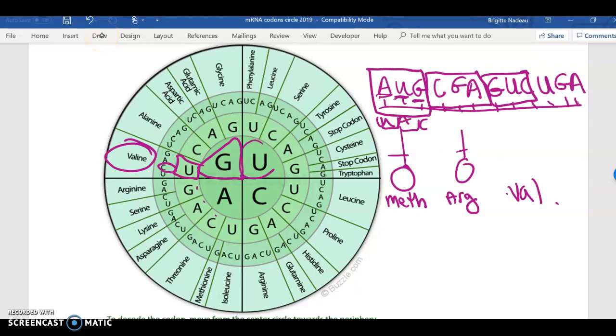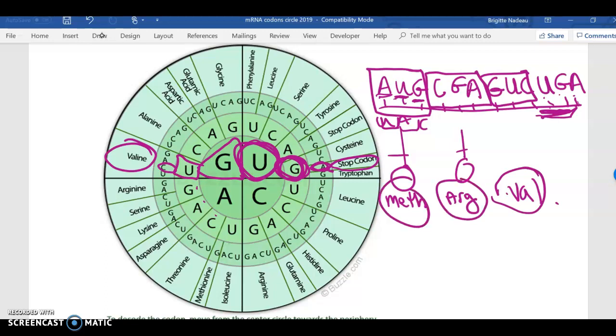So U, G, A. And that leads us to a stop codon. So if I'm the ribosome reading this mRNA and I read UGA, I know that we are done. We are ending this protein right here. So this chain of amino acids ends right here. And so we have our final 3 amino acids were these right here.